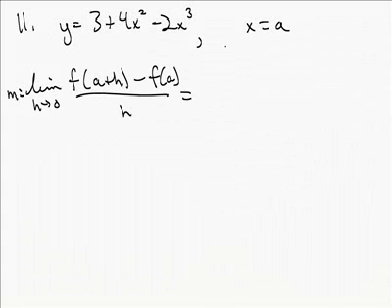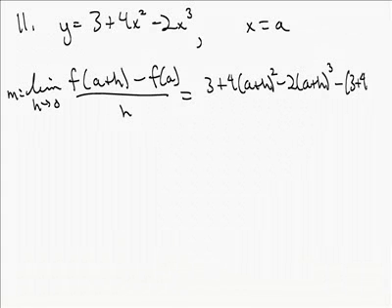Now, if we put a plus h into our function, we get 3 plus 4 times the quantity a plus h squared minus 2 times the quantity a plus h cubed, minus f of a, which is going to be 3 plus 4a squared minus 2a cubed. So we're running out of room here. All of that divided by h.